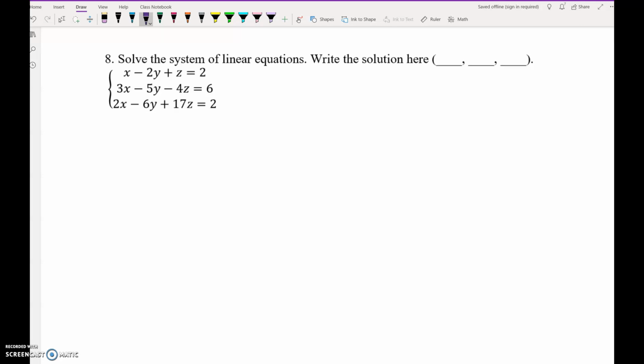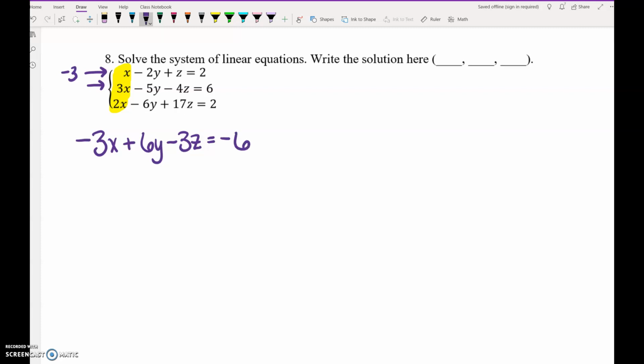Negative 2, negative 5, and negative 6, that doesn't look very good. I think I'm going to focus on my x's. So first, I'm going to eliminate with the top 2. And if I want those x's to go away, what do I need to turn that top one into? Negative 3x. We need to multiply the top by negative 3. So that will give me negative 3x plus 6y minus 3z equals negative 6.